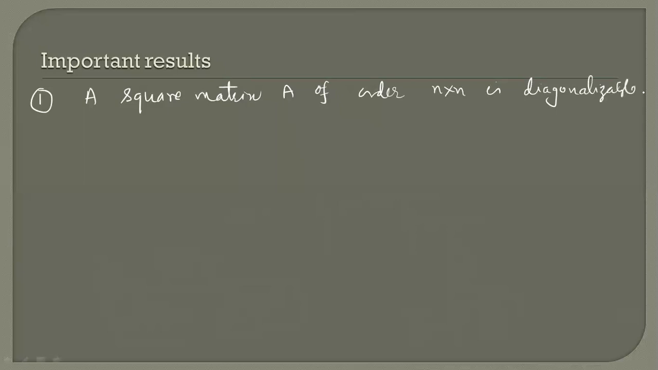So I am writing here some important results also. First result: a square matrix A of order n cross n is diagonalizable if and only if it has n linearly independent eigenvectors. So it depends on the number of eigenvectors, not the number of eigenvalues.